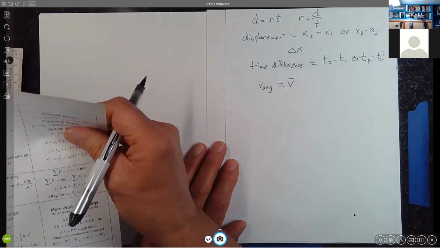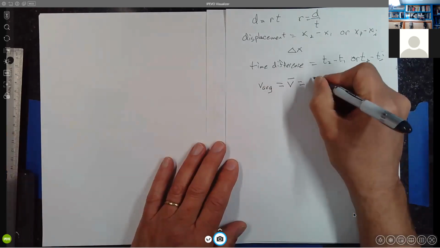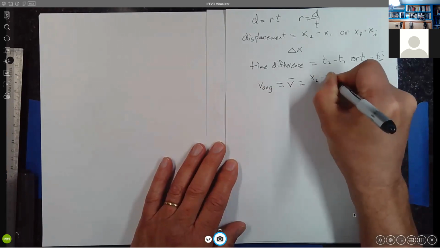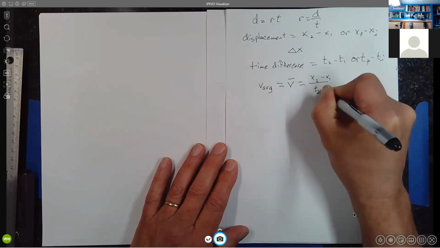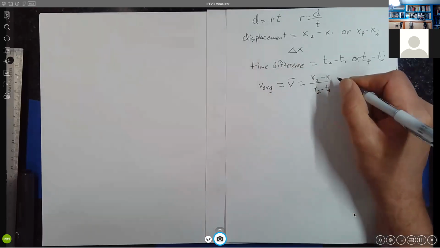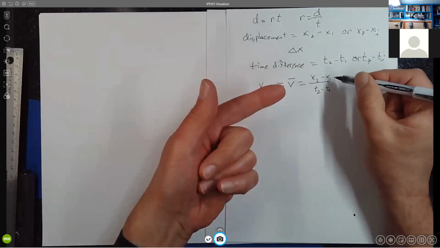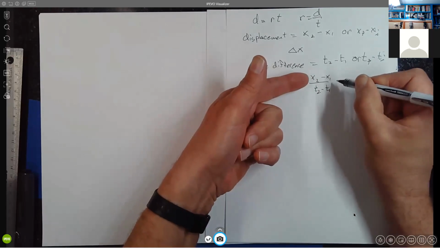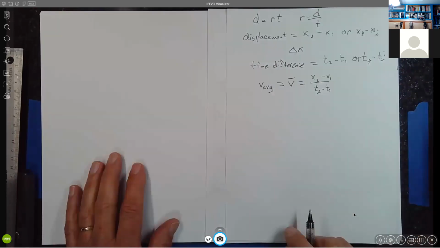Yeah, that's the way it looks. But anyway, it ends up being x2 minus x1 over t2 minus t1. The x2 minus x1 is the displacement. The magnitude of it would be the distance traveled, and then t2 minus t1 is just how long it took to go somewhere.